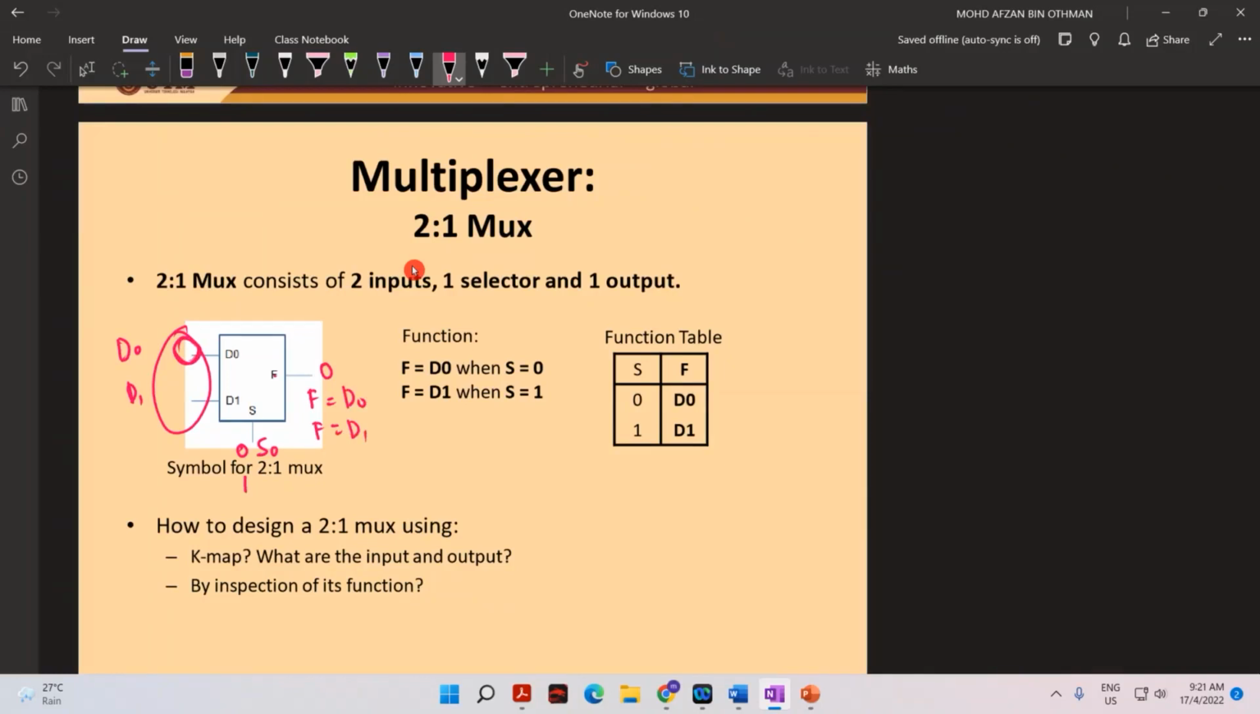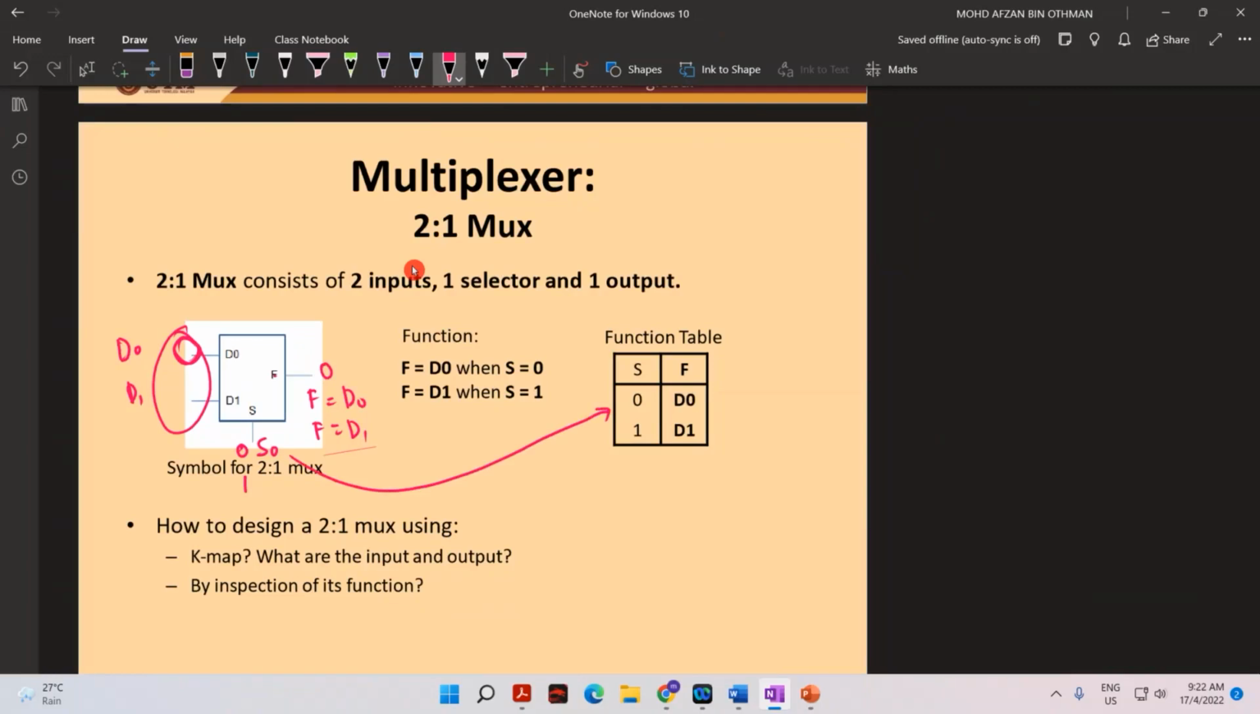So this is a selector. This is the multiplexer, where the selector will determine which input the output is coming from. This is the function table where when S is 0, output F is D0. When S equals 1, output F is coming from D1. Actually the selector here becomes your input in the truth table, kalau kamu tengok sini, selector kamu adalah kamu punya input. So this one here actually is your output dalam truth table ataupun function table.